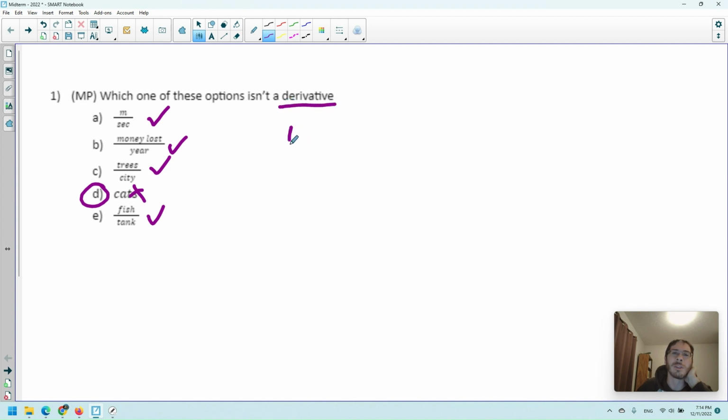So again, here we're just talking about the general idea of what a derivative is, which again, we're looking for a rate of change. Based on the units, that's a something per something, so we know that D isn't the right choice. So D is not the derivative, so we pick D.